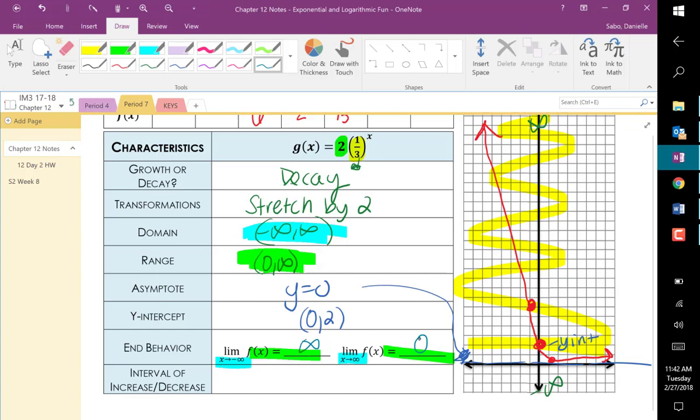Now, am I always increasing or always decreasing in this situation? Decreasing. Very good. And again, if I'm always decreasing, I'm going negative infinity to positive.